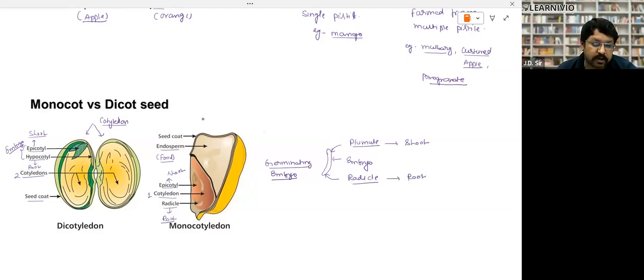And this plumule will be covered by a protective covering. This protective covering is called the epicotyl, right? And the radicle will be covered by a covering. This covering will be called the hypocotyl. Tell me, is that clear?